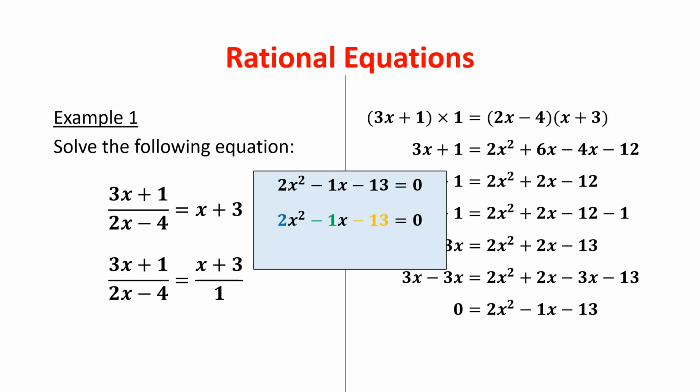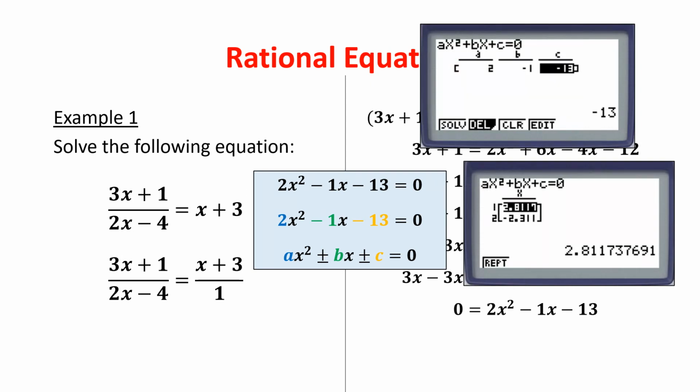I've got it into the form where it's ax² ± bx ± c = 0. Now I'm going to use the quadratic formula. There are other tricks you can use, factorizing and so on, but I know my calculator's got the quadratic formula set up ready to go. So I enter in a is 2, b is negative 1, and c is negative 13, and I can write down my two solutions. x is equal to 2.81 and also negative 2.31, and I've rounded both to 2 decimal places.